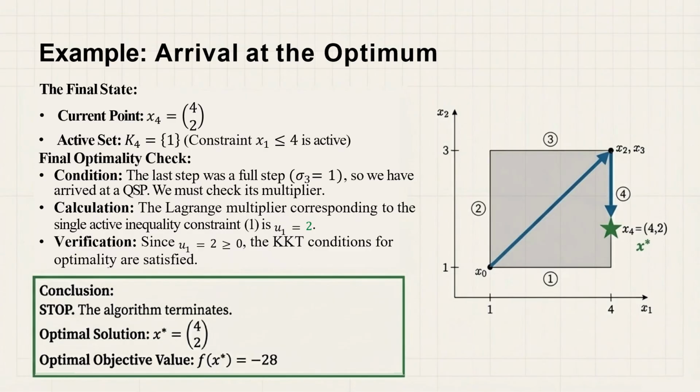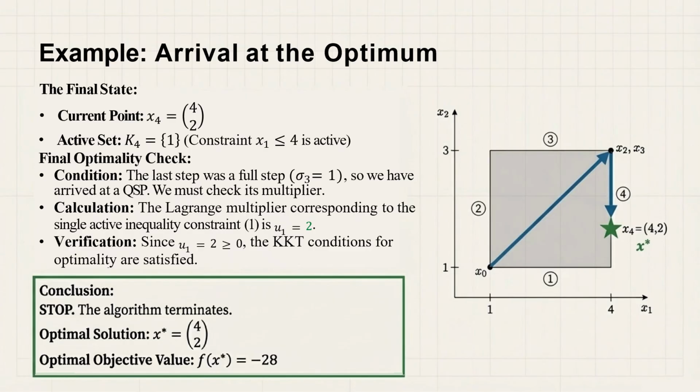state. Final optimality check. As you can see in the calculations, the last move made was a full step, sigma equals 1. This means we have successfully arrived at a quasi-stationary point. However, to ensure that this point is indeed the global optimum, we calculated the Lagrange multiplier for the only active constraint. The value of this multiplier is 2. Since 2 is greater than 0, u1 equals 2 greater than or equal to 0. All KKT conditions for optimality are satisfied at this point.